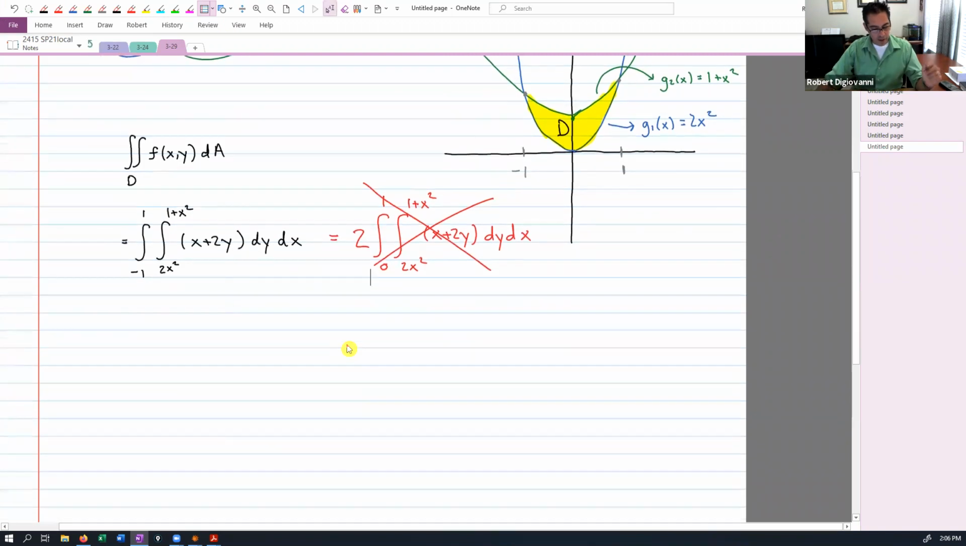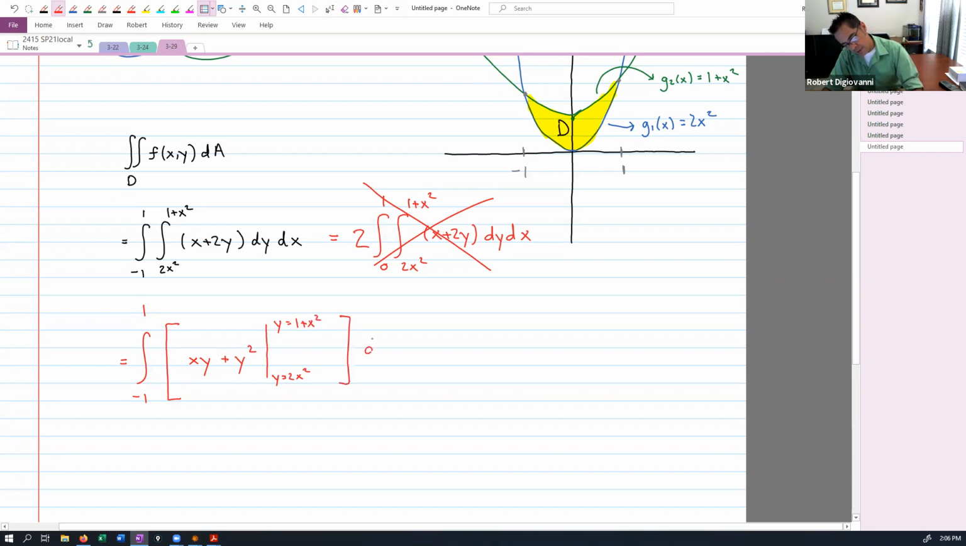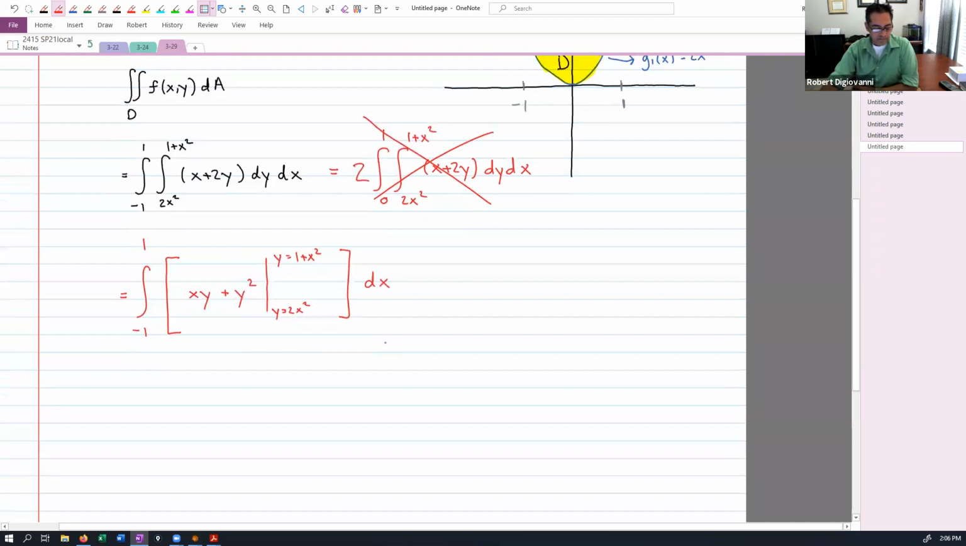All right, so how do we do this? All right, so this is going to become an integral from -1 to 1. Now, antiderivative with respect to y, we should get xy plus y squared. That's the antiderivative of this with respect to y. Now we're going to evaluate that, watch this, at y equals 2x squared and y equals 1 plus x squared. And then after we do all that, we will go with respect to x.